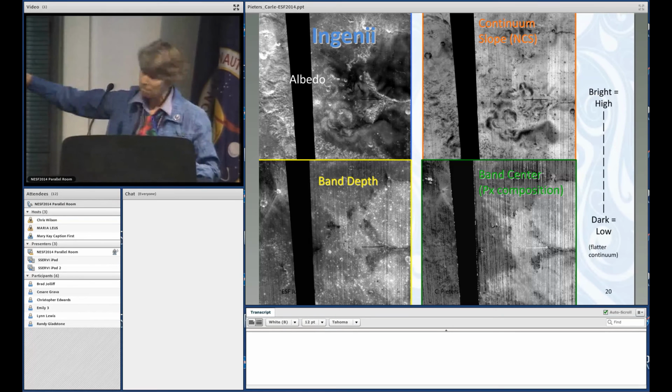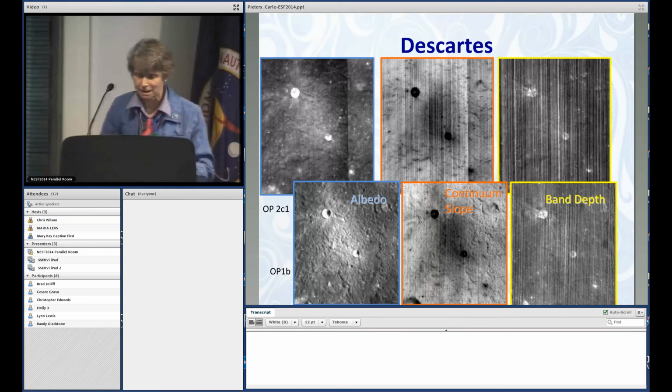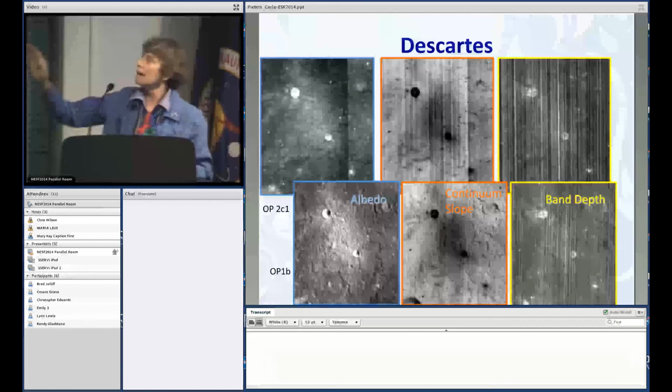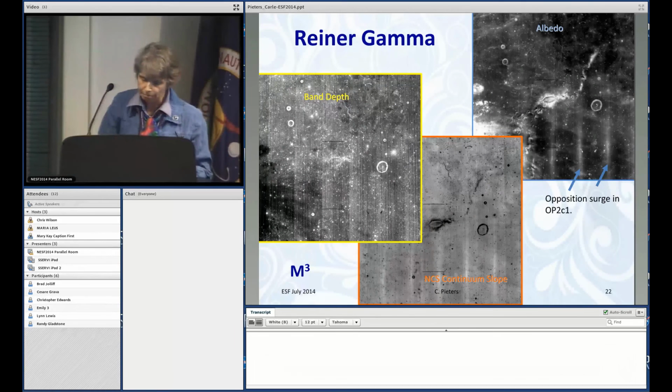We can also measure band center, but I'm not going to talk about that. That's the composition, but we don't have time for that. A walkthrough, here's the Descartes. Again, the same thing. Correlation between albedo and continuum slope. No signature with band depth.